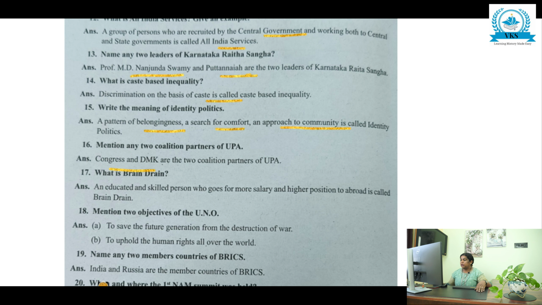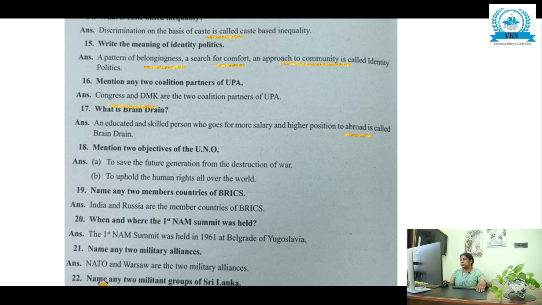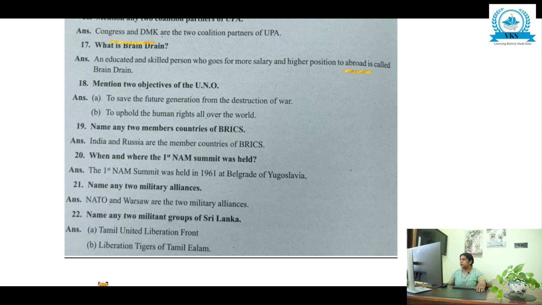What is brain drain? An educated and skilled person who goes for more salary and high position abroad is called as brain drain. Mention 2 objectives of UNO. To save the future generation from destruction of war, that is one objective. To uphold human rights all over the world. Name any 2 member countries of BRICS, India and Russia.